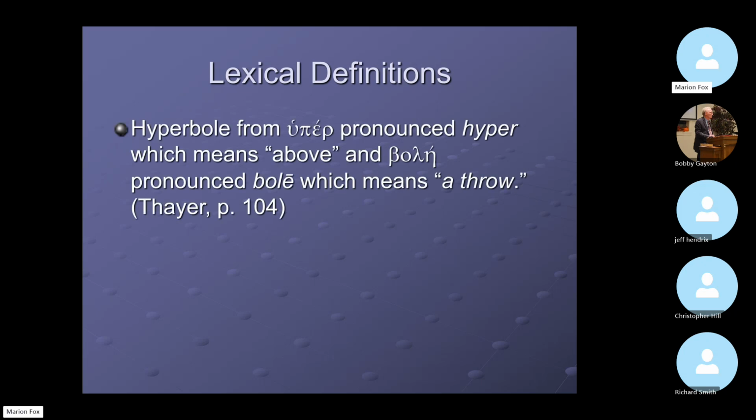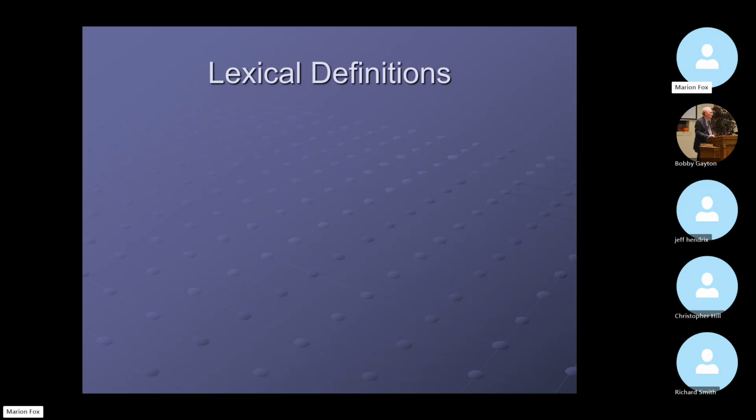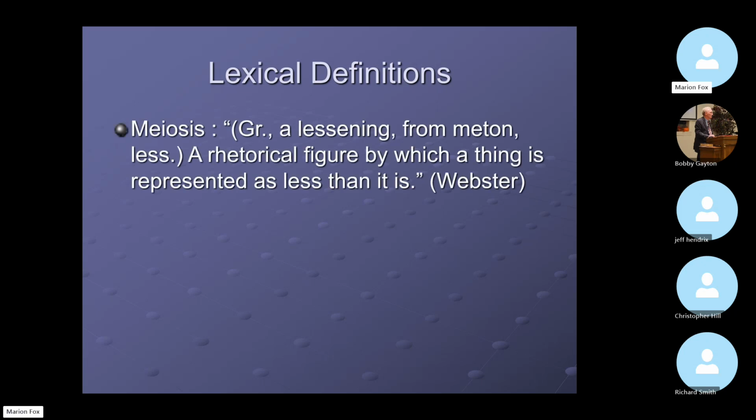Hyperbole is from huper, the Greek preposition, and it sometimes would be pronounced hyper or hooper. The upsilon can be transliterated as a Y or a U, either one. And then bole, it's just something thrown. I throw, something thrown. So something thrown above, say. Therefore, the hyperbole is that which is thrown above or exaggerated for comparison purposes. So we exaggerate something with hyperbole. We'll see some of these in the New Testament and the scriptures in general.